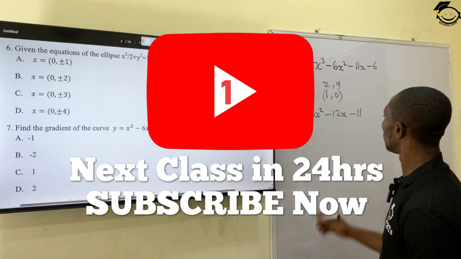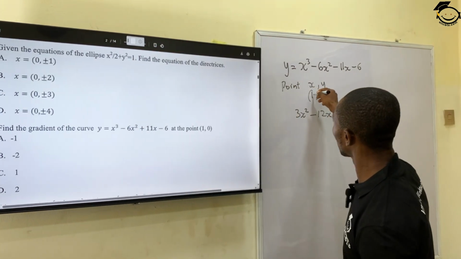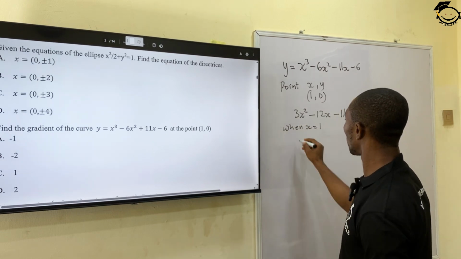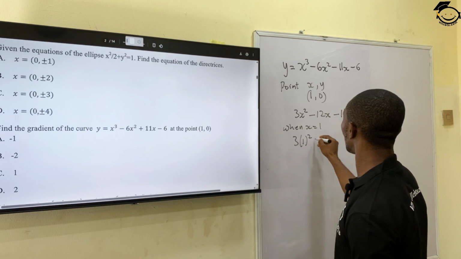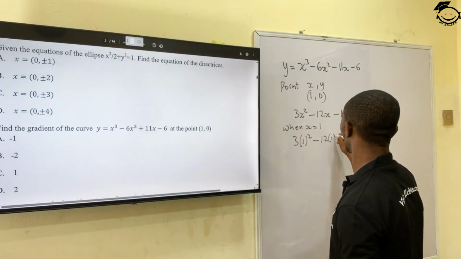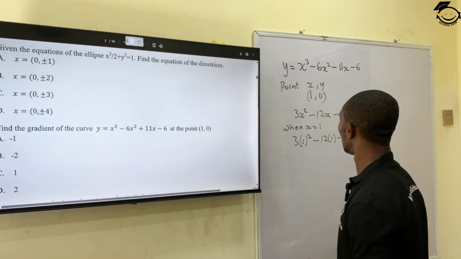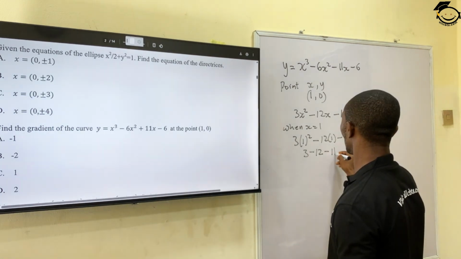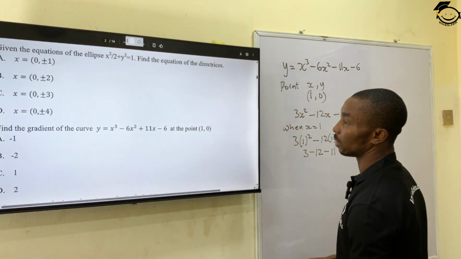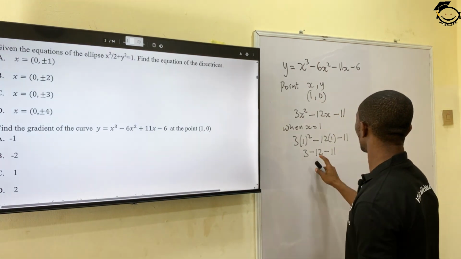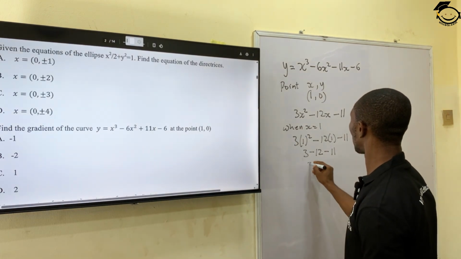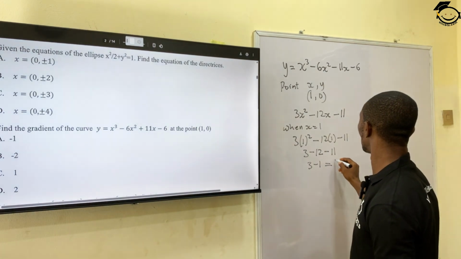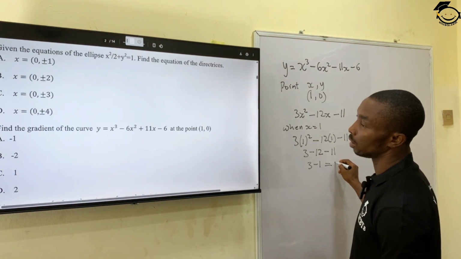Okay, now here we'll substitute our value of x. When x equals 1, this becomes 3 bracket 1 squared minus 12 bracket 1 minus 11. So this will give us 3 minus 12 minus 11. So 3 minus 12 minus 11 will give us a gradient of minus 20.